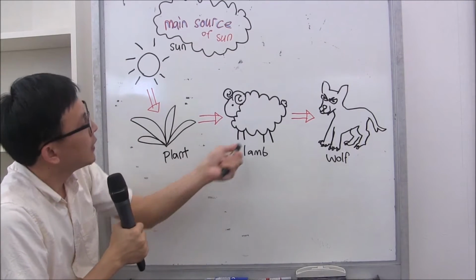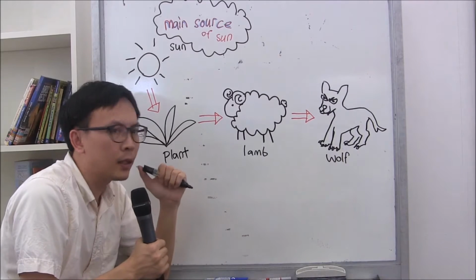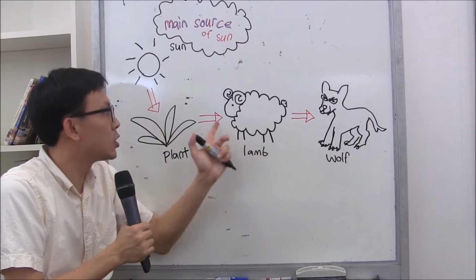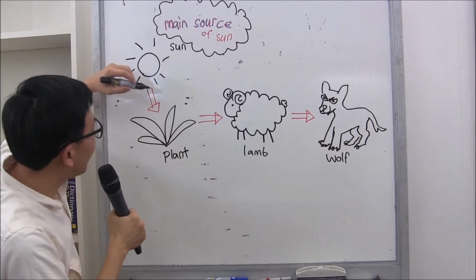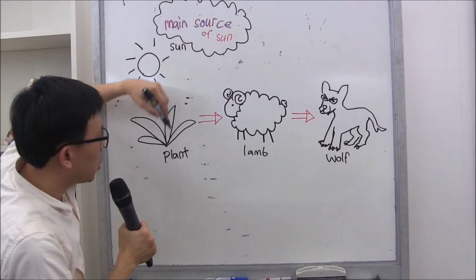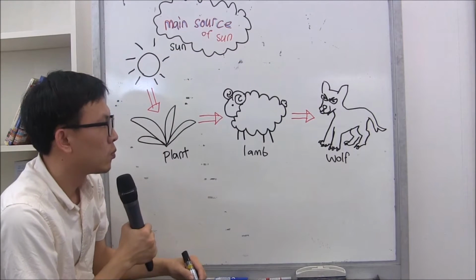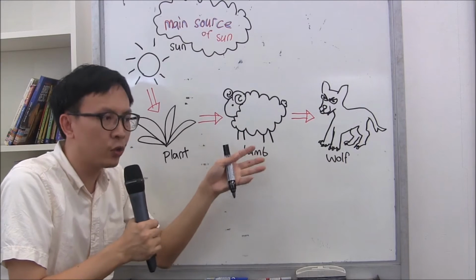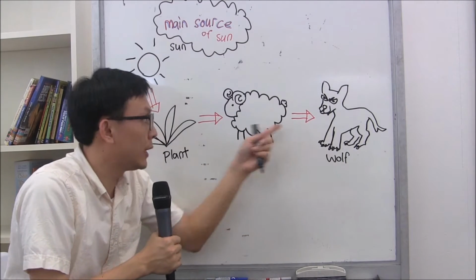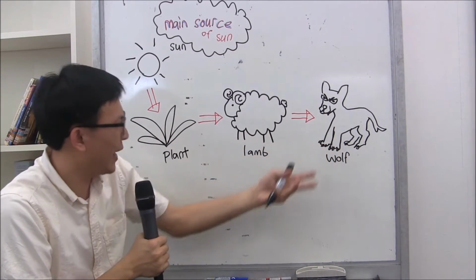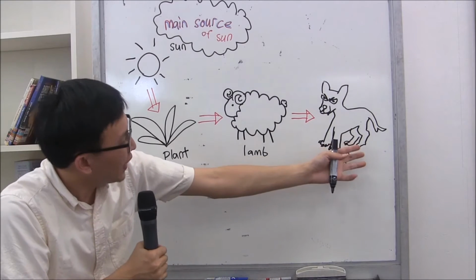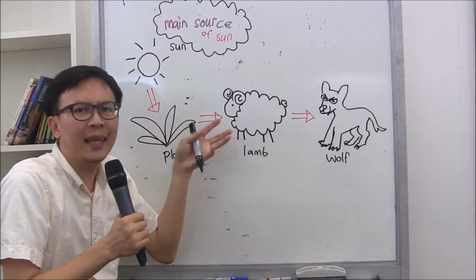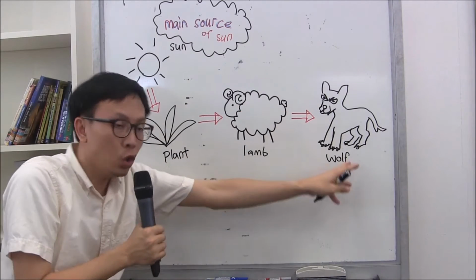So look here, the lamb. The lamb is a plant eater, and the lamb gets its energy from the plant because the lamb eats plants. So there's a transfer of energy from the plant to the lamb. It doesn't stop there because the lamb becomes the food of something else, which in this diagram shows a wolf, big bad wolf maybe. So the wolf eats the lamb, and the energy is transferred from the lamb to the wolf.